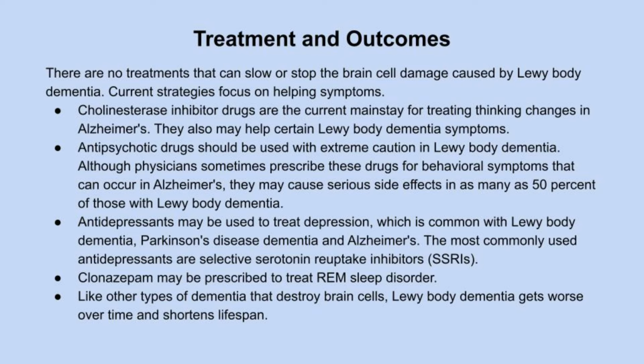Now, antidepressants may be used to treat depression, which is common with Lewy body dementia, Parkinson's disease, and Alzheimer's. The most commonly used antidepressants are selective serotonin reuptake inhibitors. Clonazepam may be used to treat the sleep disorders. Like other types of dementia that destroy brain cells, Lewy body dementia gets worse over time and, of course, shortens lifespan. So a lot of awareness was raised about Lewy body dementia when Robin Williams died by suicide.